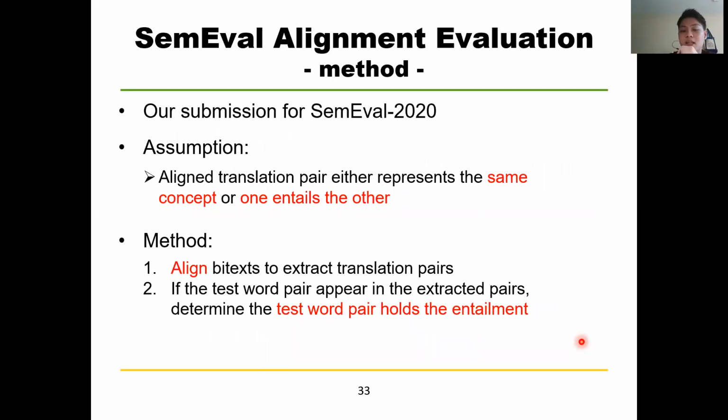So we tested BabAlign in our submission for the SemEval shared task this year. Our method is based on one assumption, which is that an aligned translation pair either represents the same concept or one entails the other. Based on this assumption, we formulate the method in two steps. First, we align the bitext to extract all translation pairs. And then we check if the given test word pair appears in the extracted translation pairs. And if so, we determine such a test word pair holds the entailment relation.